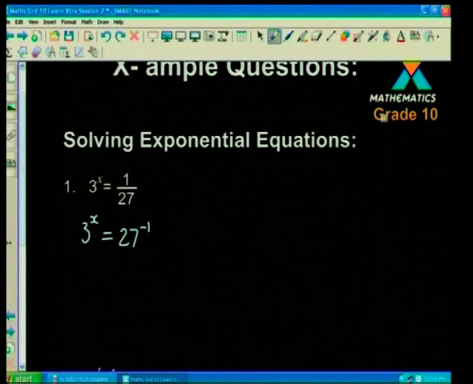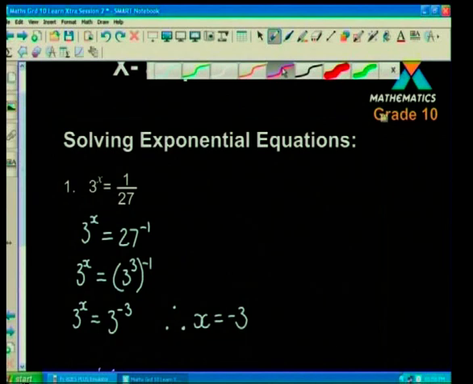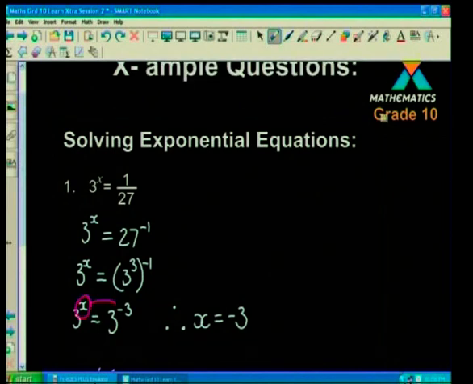Now, 27 is not a product of its prime factors, and you should know off by heart that 27 is actually 3 to the power of 3, which is then raised to the power of negative 1, giving us 3 to the power of x is equals to 3 to the power of negative 3. Now that our bases are the same, we can logically deduce that x is equals to negative 3. So we'd put a little therefore to show that we're using our logic, and we say x is equals to negative 3. Let's just show you in a different color quickly what I'm talking about. Because the bases are the same, it means that the exponents are obviously equal to each other. So x is going to equal negative 3.